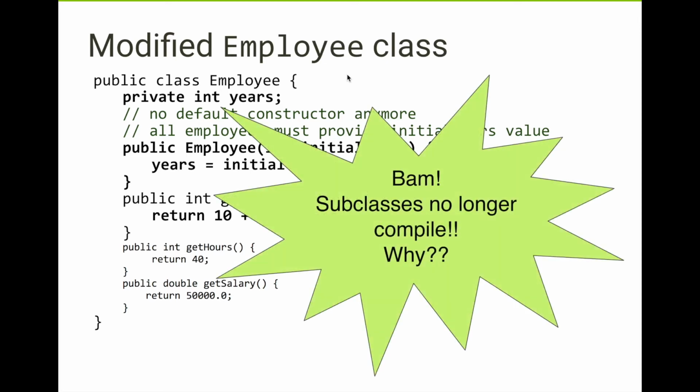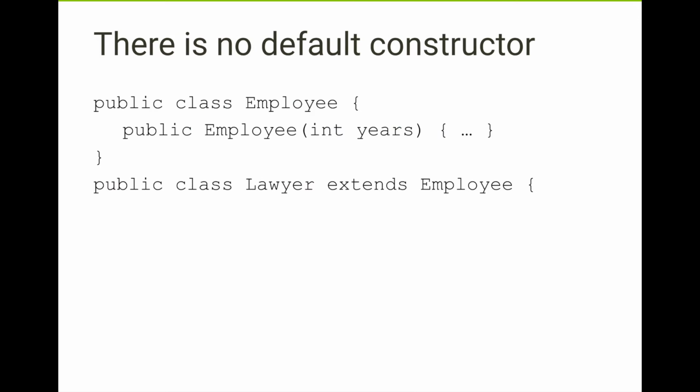Bam! You know what happens if you try to compile this? It won't compile. Well, this class will compile. But what happens is your subclasses no longer compile. Why? We need to find out. Why won't it compile? All right, so here's what happens.